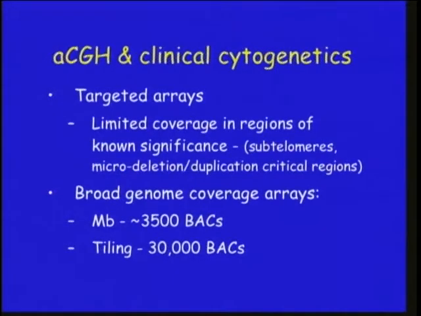Either you can use a 1 megabase resolution array where you have at least one clone every megabase in the genome. In order to get that kind of coverage, you need about 3,500 different BAC clones. Or you can also make a tiling array in which there are overlapping BAC clones across the whole genome so that there are no gaps in coverage. In order to get that kind of resolution, you need at least 30,000 BACs. But you can imagine the more BACs that you add to your chip, the more costly it is to produce and the more issues you have with quality control.